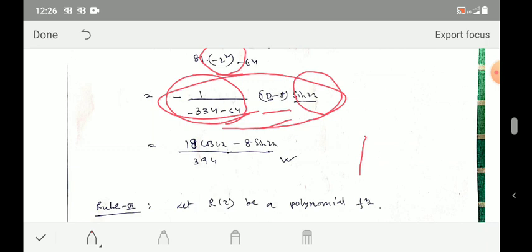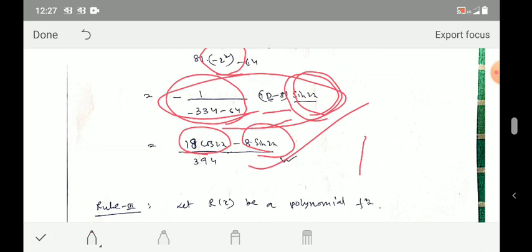D means a derivative, simple derivative. Therefore 9D, D of sin 2x means 2 cos 2x. Therefore 9 into 2 means 18 cos 2x minus 8 sin 2x. Therefore this is the required particular integral.